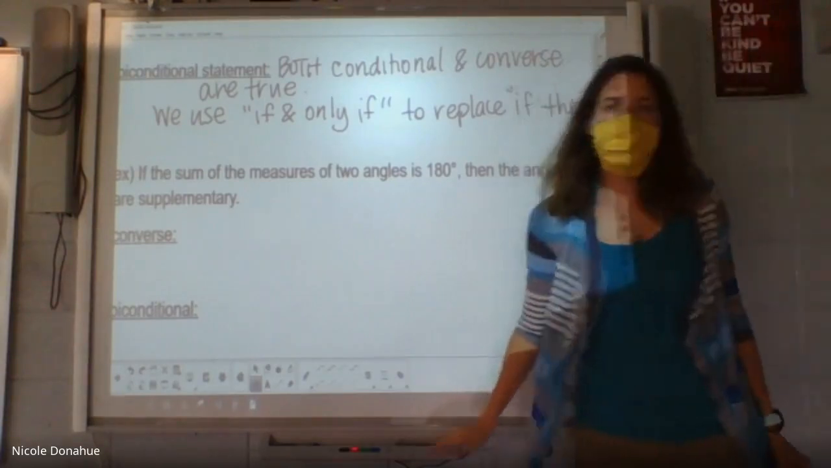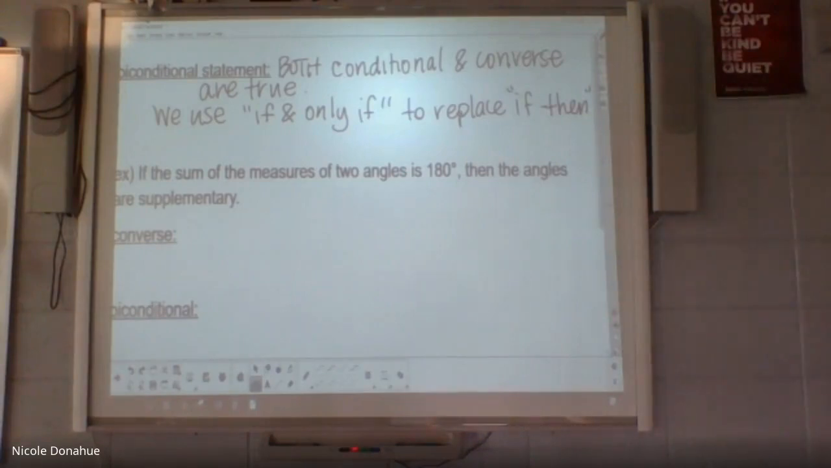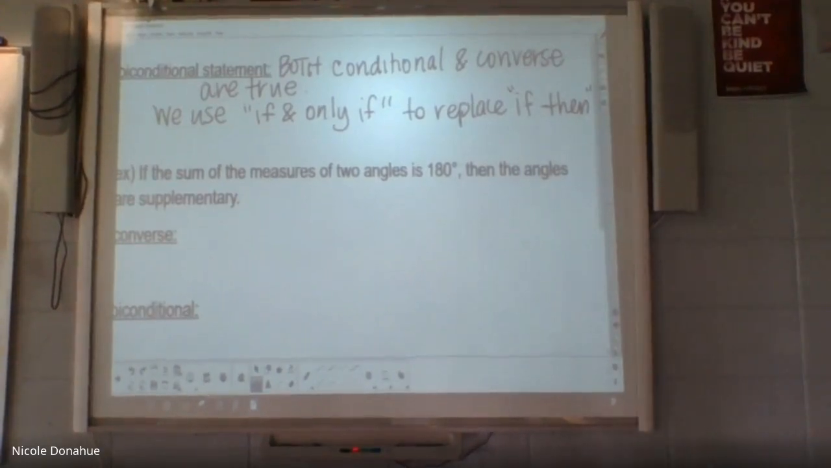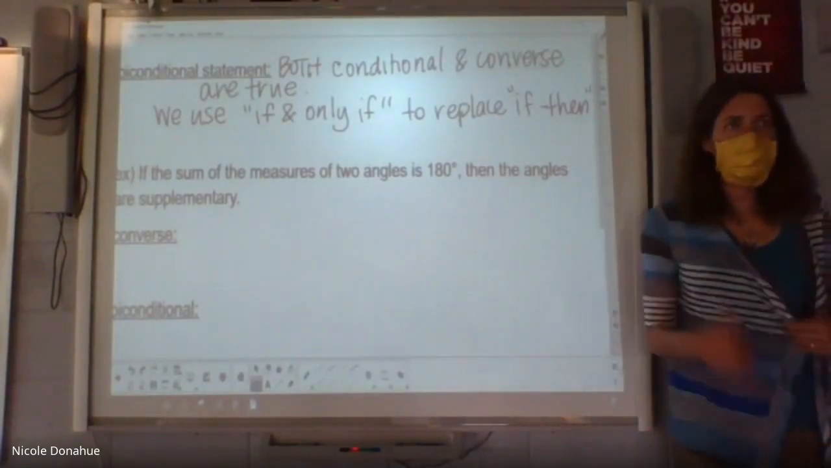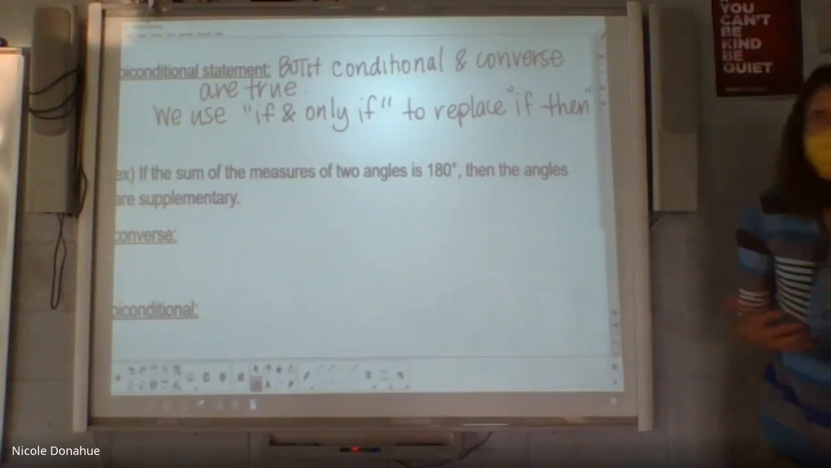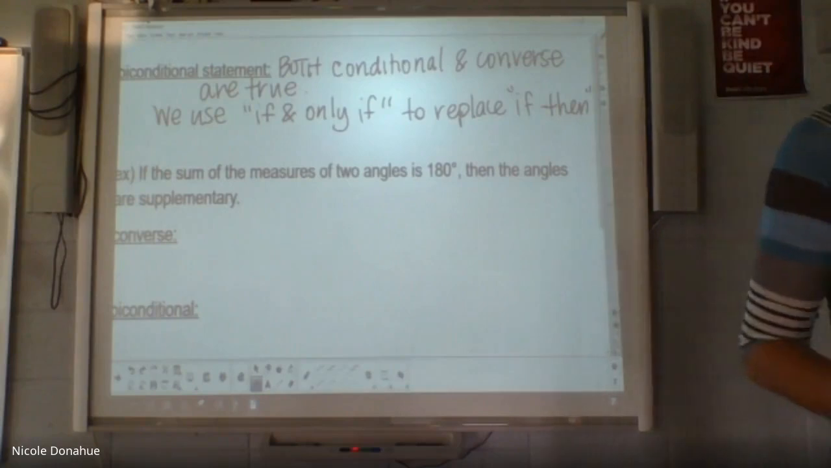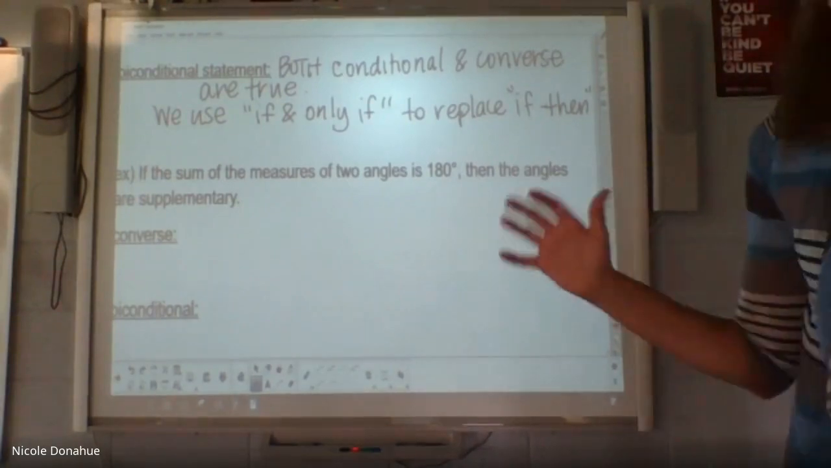So what we're going to do is rewrite our if-then statement to be an if and only if. So we would not be able to write the statement, if it is a monkey, then it has a tail, as a biconditional statement, because the converse is not true. If it has a tail, then it is a monkey. We know that that's not the case. So you wouldn't write, it is a monkey if and only if it has a tail. It doesn't work both ways. So in order to do biconditional, both parts have to be true.